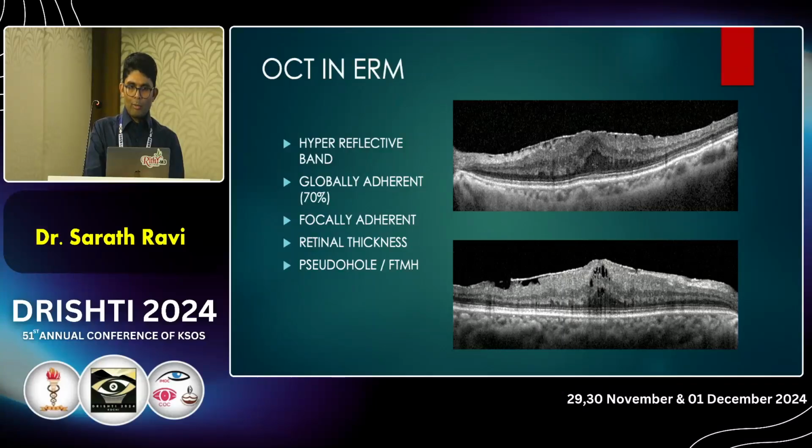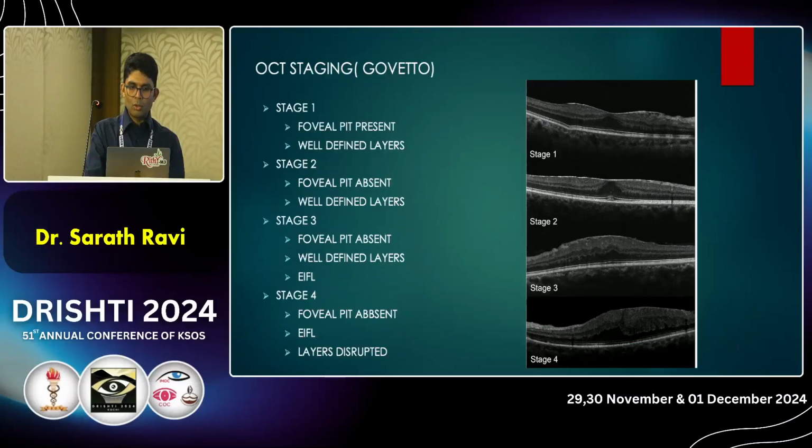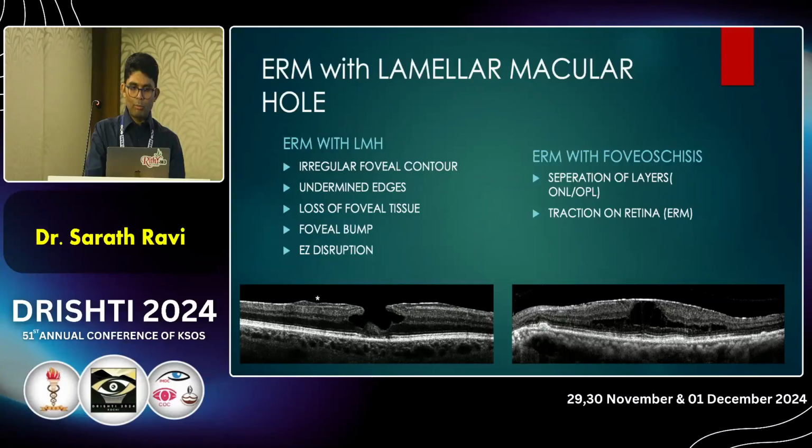An epiretinal membrane on OCT is seen as a hyperreflective band over the retina, which could be globally or focally adherent. It indicates the amount of retinal thickness and also differentiates between pseudo holes and true holes. This is an OCT-wise staging of the epiretinal membrane.